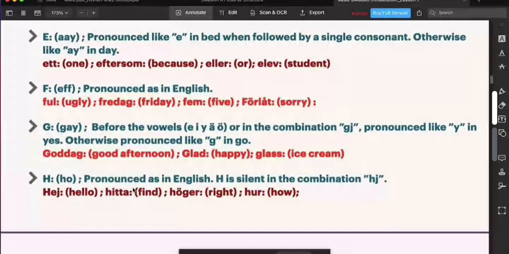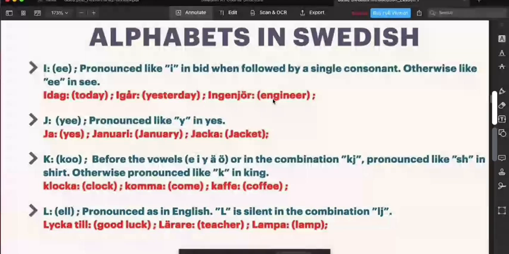So next one is here, I. It should be E. So the first example is here, and next is ingenjör, engineer.